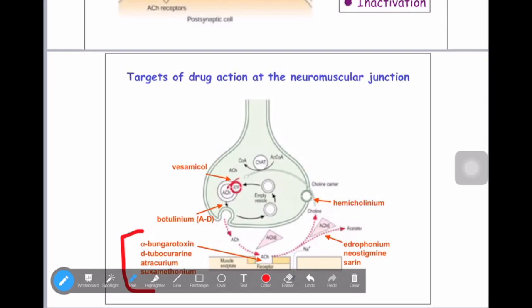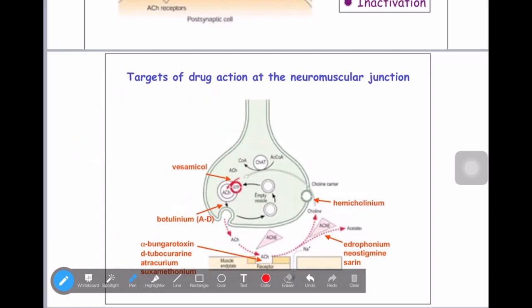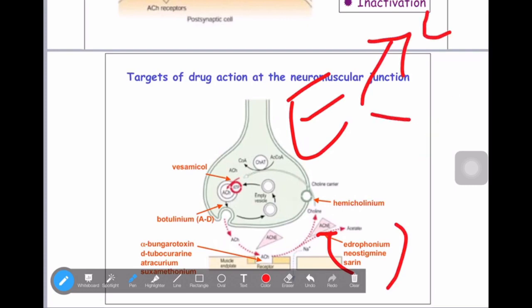These 4 drugs are NM blockers, which block the NM receptor, so the action of acetylcholine will not happen on NM receptors. Okay, so that's it. And the 5th type of drugs we studied is edrophonium, neostigmine, and sarin. These 3 drugs do the same action, that is, they block acetylcholine esterase. Esterase breaks acetylcholine and gives choline and acetic acid.